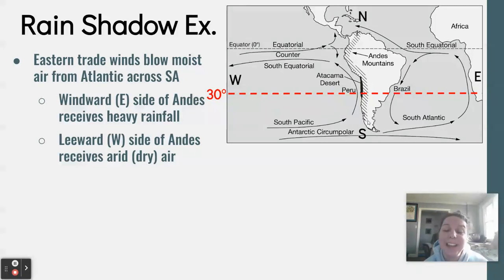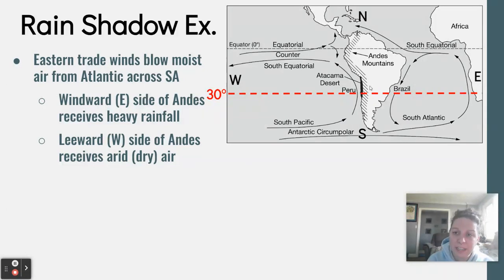Now, one thing I want you to understand, because a lot of times with this rain shadow effect, you would look at this diagram and see, well, the mountains are right here, really close to the South Pacific Ocean, and so we're going to see our lush vegetation on the coast and our drier areas inland. But you have to remember the direction the winds are blowing. Because the winds are blowing east to west, they're going to be bringing all that air across South America. So the windward side is on the east because of the trade winds. So the eastern side of the Andes would receive very heavy rainfall.